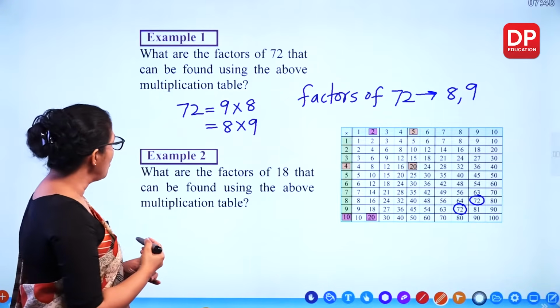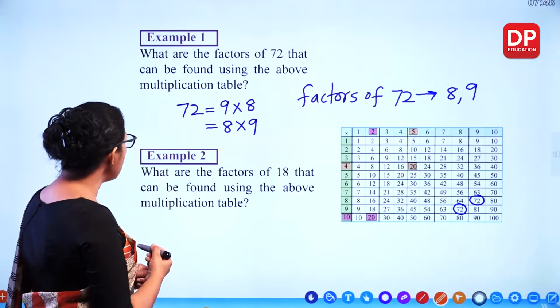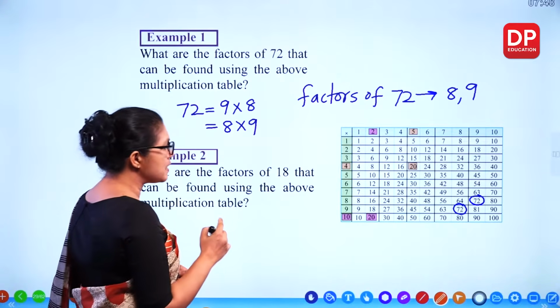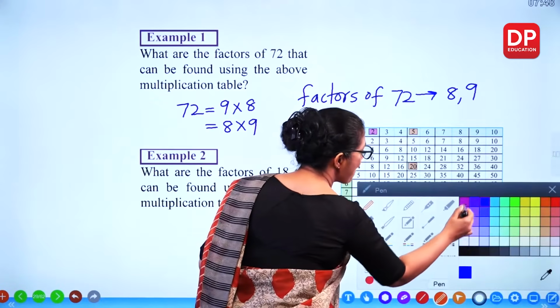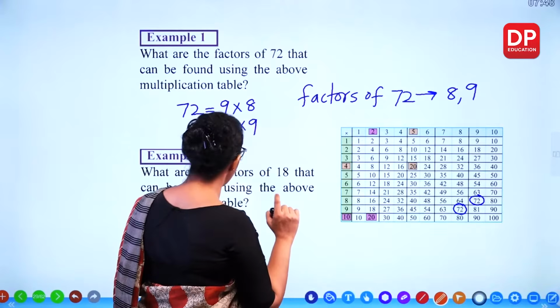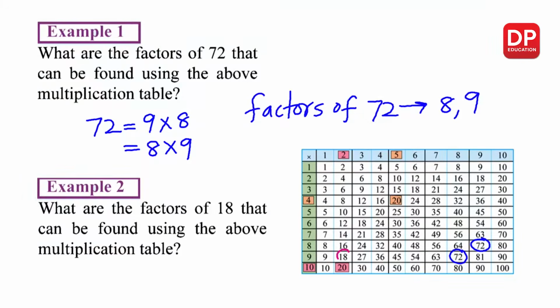Example number 2. What are the factors of 18 that can be found using the above multiplication table? 18. One is here. Another one is here. This one. What else? This one. So what are the possibilities?